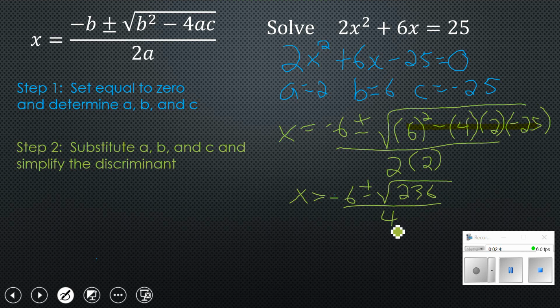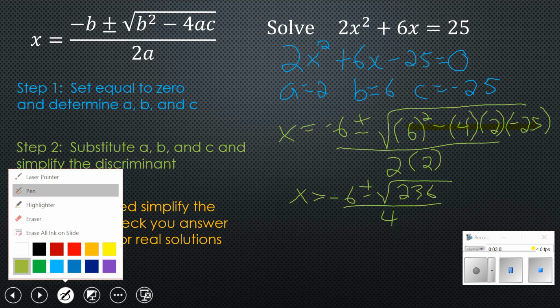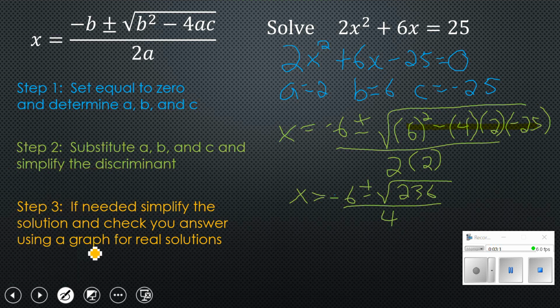Okay, let's go ahead and look at step 3. We've simplified our discriminant down to 236. If needed, simplify the solution and check your answer using a graph for real solutions. We can only use the graph to check real solutions. So 236, if you look at that, is actually 4 times 59. You can use a factor tree for that, however you want to do that. I've covered that in a previous video. We're just going to show the step here of simplifying this discriminant.